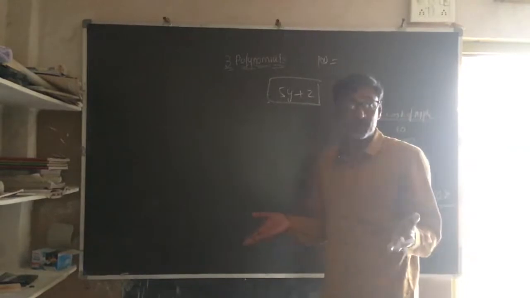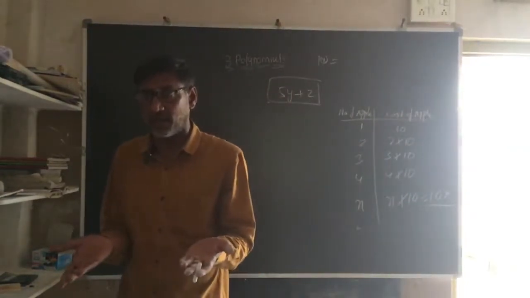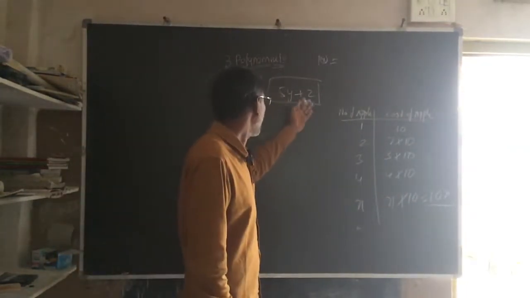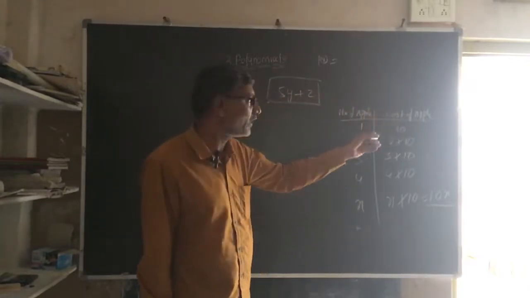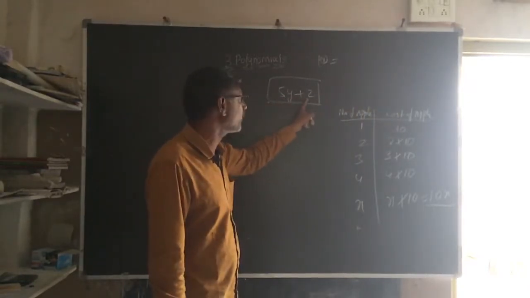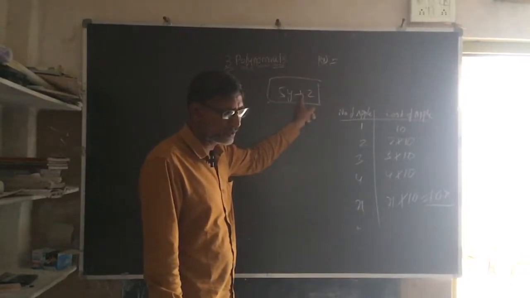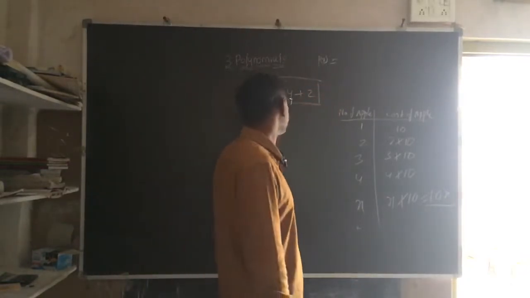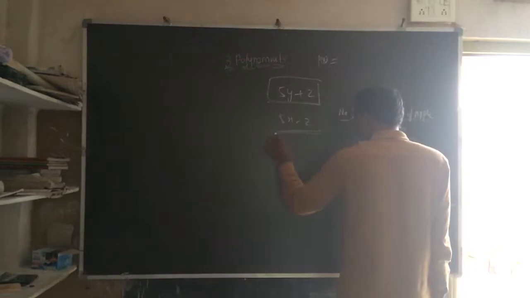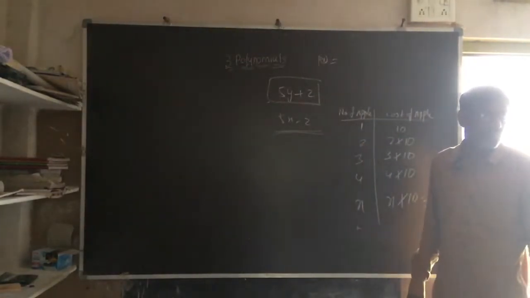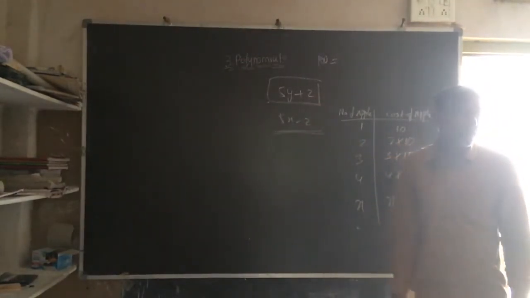We know an algebraic expression means it contains some terms like 10x or 5y plus 2. Here this is my one term and this is my other term. By adding these two, somewhere we can get 5x minus 2. This is also a polynomial. These are algebraic terms.